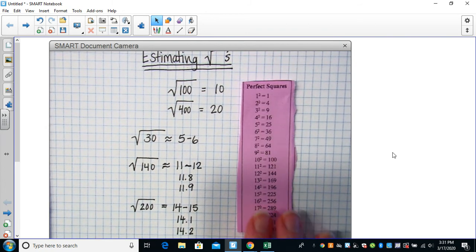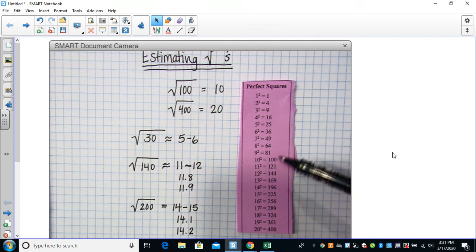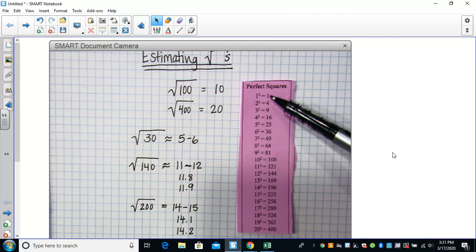Again, it's very, very useful to have this list in front of you. So when you're working on problems with perfect squares, I would jot down the perfect squares 1 to 20, all these answers, and that'll help you with your estimating as well.